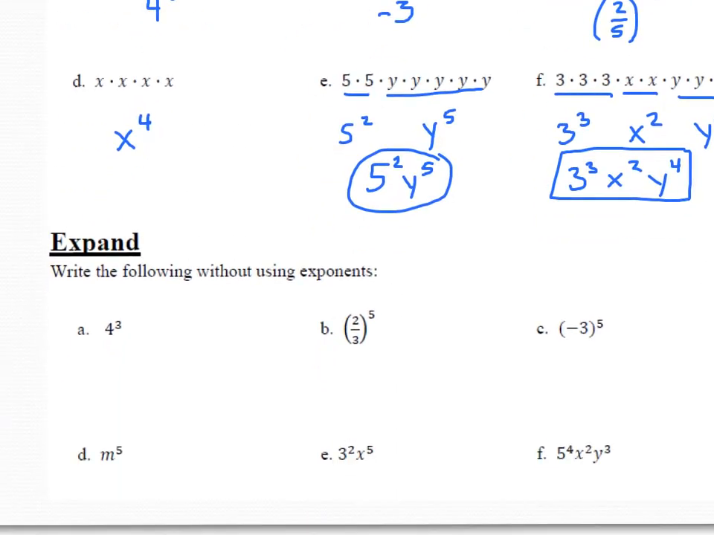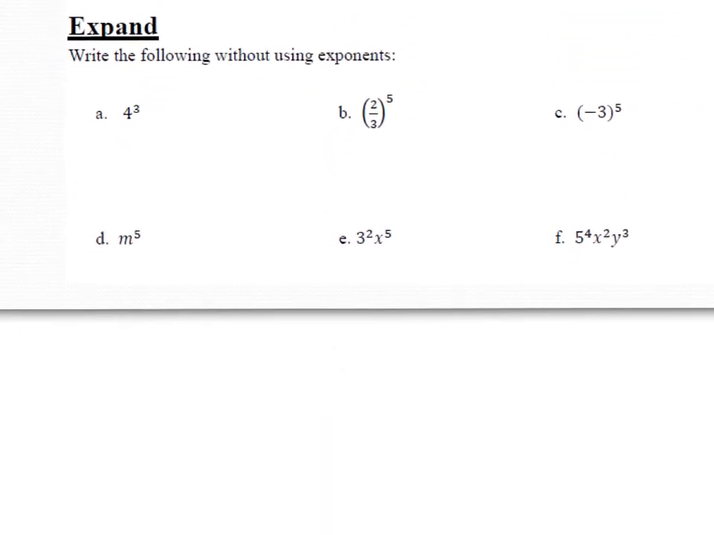Okay, let's take a look now. Condensing, let's do the opposite. Let's expand. So let's see if we can do the same thing, but now expand it. All I want you to write is what this represents expanded out. We're not actually going to simplify. So 4 to the 3rd power, what does that mean? The base is 4 times itself by the power, so 3 times. That'd be 4 times 4 times 4.